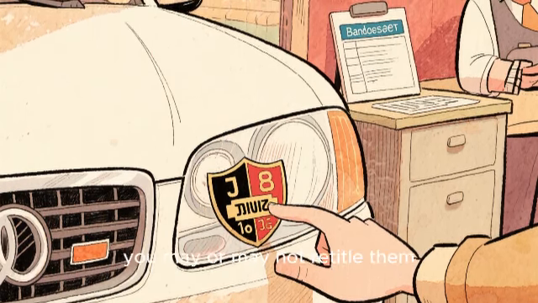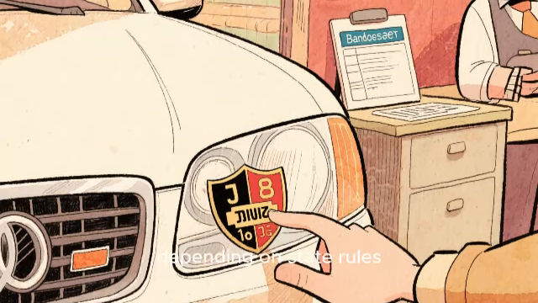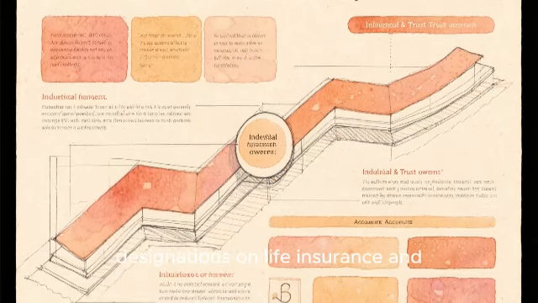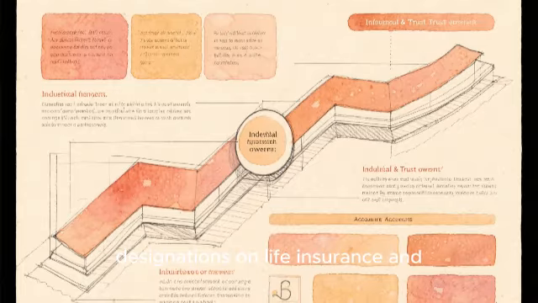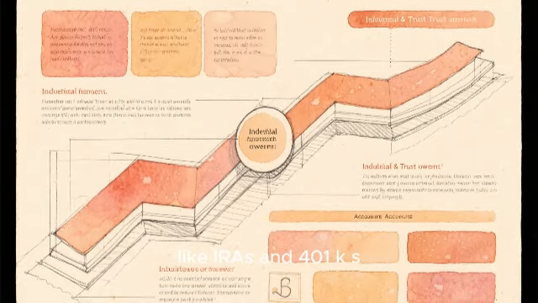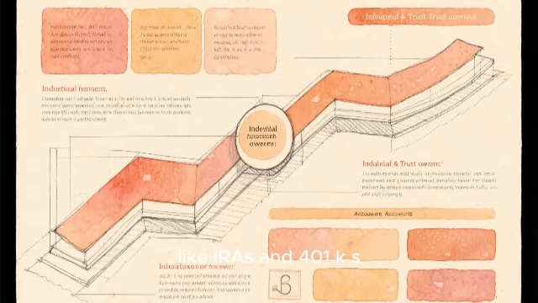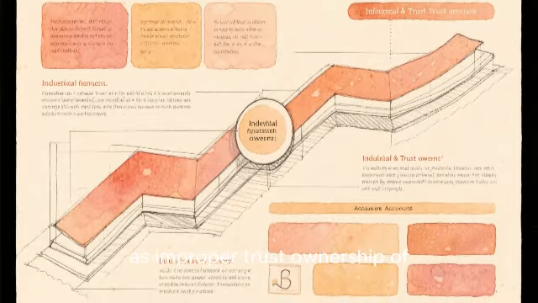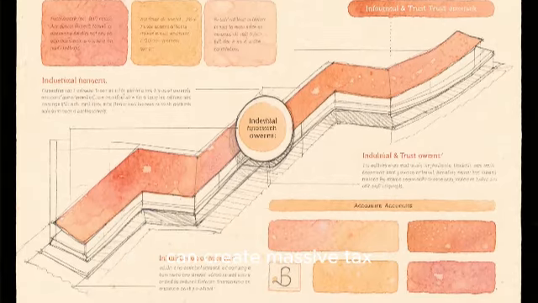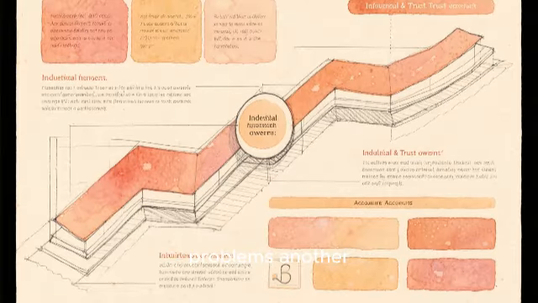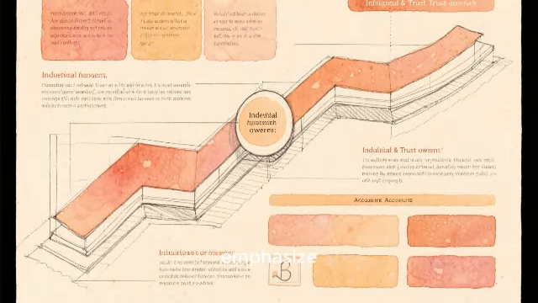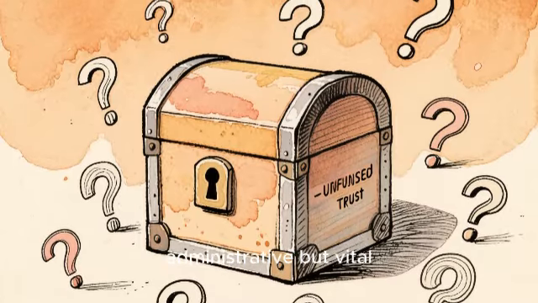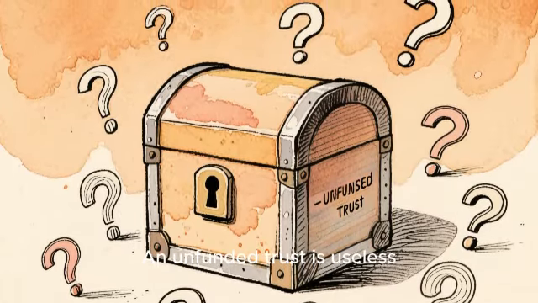For vehicles, you may or may not retitle them, depending on state rules. You update the beneficiary designations on life insurance and retirement accounts like IRAs and 401ks to name individuals, not the trust, as improper trust ownership of retirement accounts can create massive tax problems. Another pro tip your attorney will emphasize. This funding process is administrative but vital. An unfunded trust is useless.